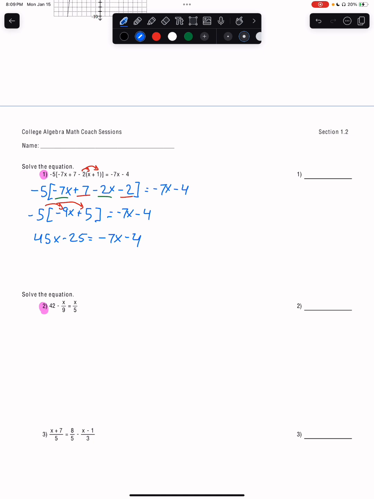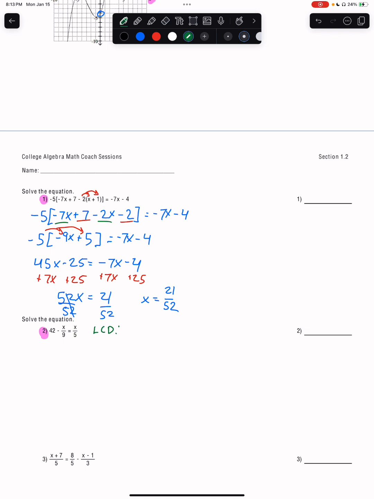And then to solve for x, we're just going to put everything on one side. So we'll add 7x. And we'll add 25 to get 25 to the other side. That will give us 52x equals 21. We need to divide by 52. We get x equals 21 over 52.